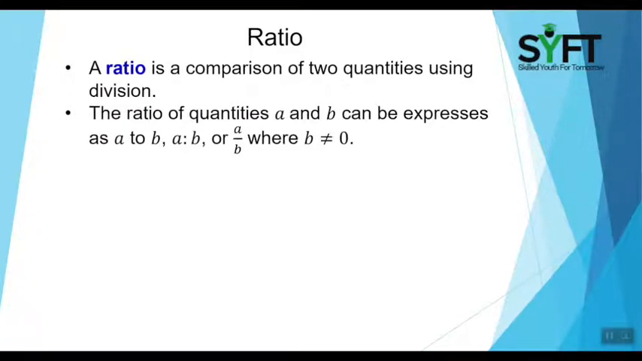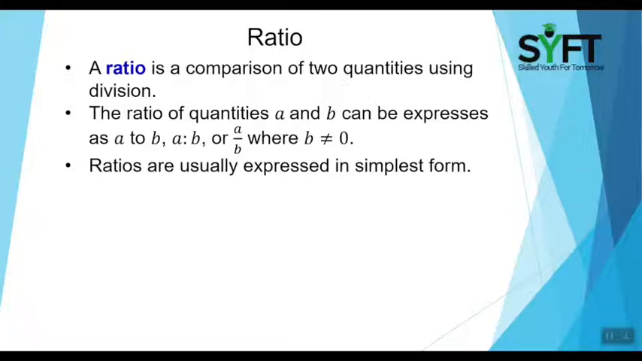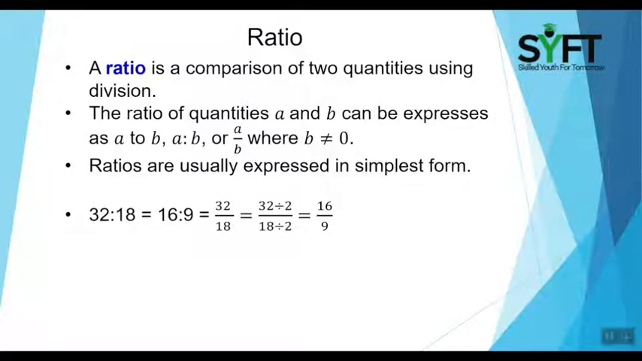The ratio of quantities A and B can be expressed as A to B or A by B, where B is not equal to 0. Ratios are usually expressed in simplest form. 32 is to 18 means 16 is to 9, that is 32 by 18. When 32 is divided by 2, it gives 16, and when 18 is divided by 2, it gives 9.